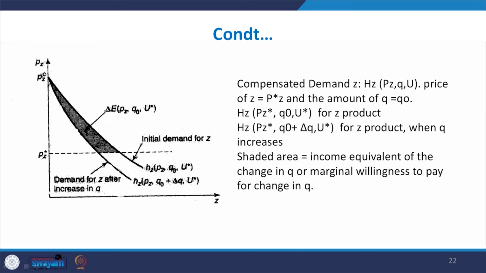So, shifting from the initial compensatory demand curve, where the quantity of Q is Q0 and the level of utility is given, now we have to move downward, indicating that some amount of money is saved by the consumer, because on this new compensatory demand curve the consumer is consuming less quantity of Z. How much quantity is reduced and how much is the price? Actually, that is the value attached to the environment.